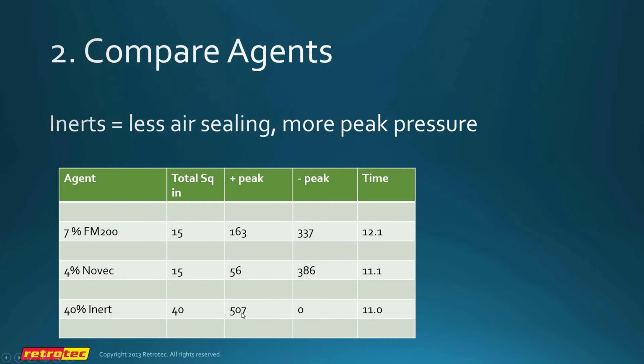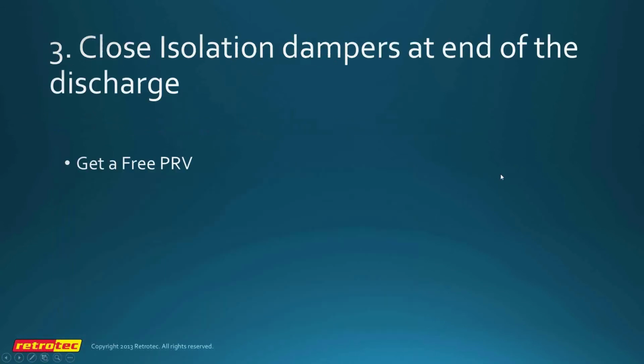So we've got 507 pascals for the inert, 386 pascals for Novec. Very similar. So there's not a huge difference when you compare agents, but that will be a determining factor for choosing the size of the vent.